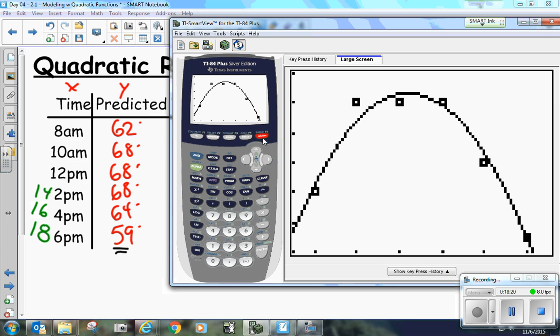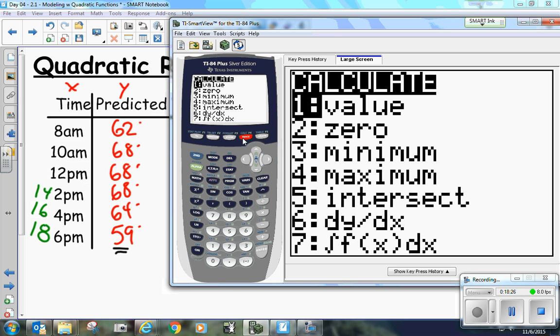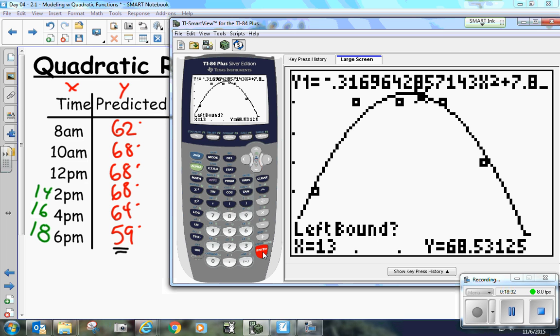I need to find the vertex, which is considered what? If I want to calculate something, I go to second calc. I don't see vertex there, so what do I use? The max. And I make my bow tie. I hit enter. And I want to go to the left of the max, because it's asking me the left bound. The top is somewhere around there, so I'll make sure I'm really left of it. Well, that's left right there. I hit enter. Now it's asking me for the right bound.